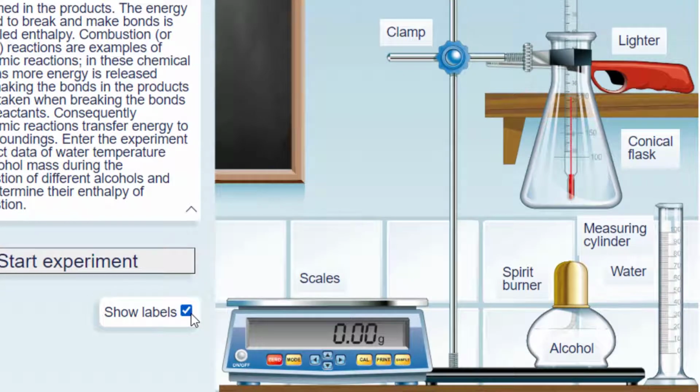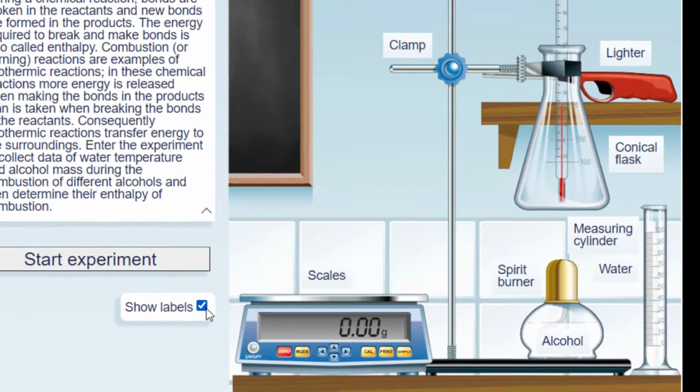You have all the equipment and chemicals needed for this experiment: a spirit burner containing an alcohol, a conical flask clamped over the alcohol burner, a measuring cylinder containing a known quantity of water, a thermometer to measure the temperature of water, a lighter, and a weighing balance, also called scales.